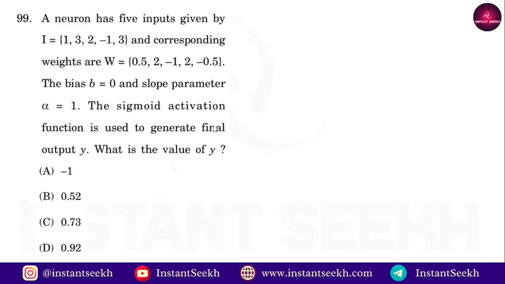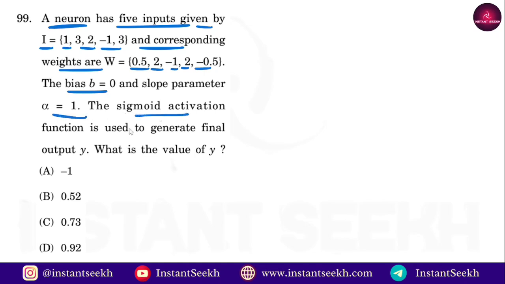Next, question number 99, again from neural networks. A neuron has 5 inputs given by I equal to 1, 3, 2, minus 1 and 3, and the corresponding weights are 0.5, 2, minus 1, 2, and minus 0.5. The bias is B equal to 0, and slope parameter alpha is equal to 1. The sigmoid activation function is used to generate the final output Y. We need to identify the value of Y.